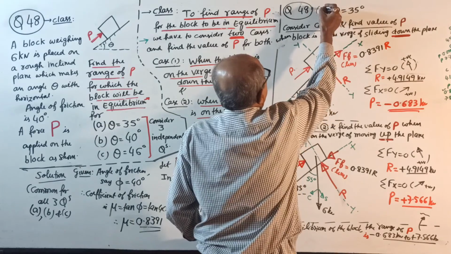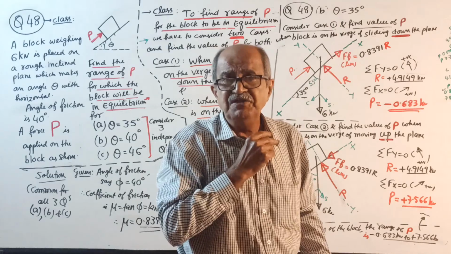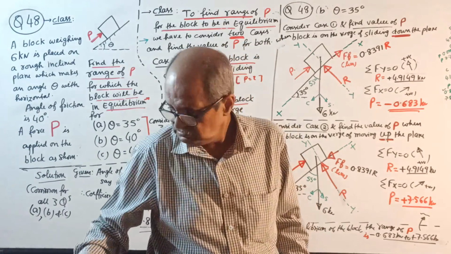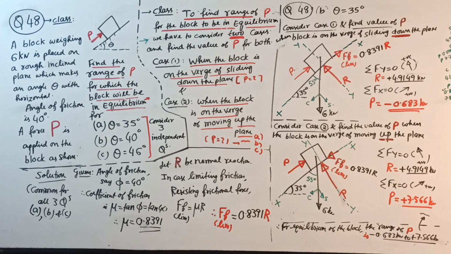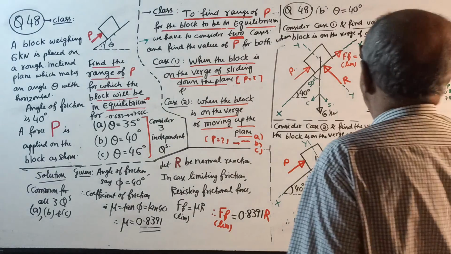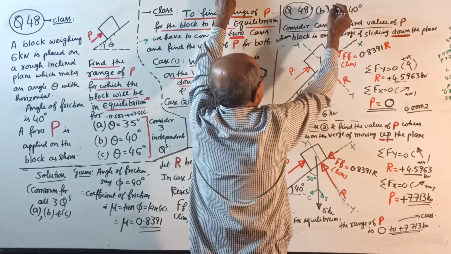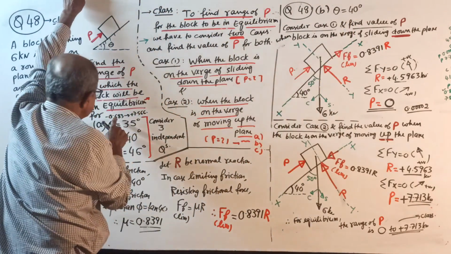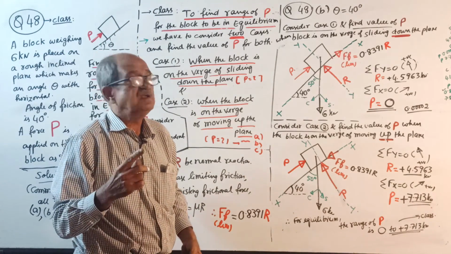I will change over to question 48B now. Before I explain, I will change the values. Now, question 48B. See, 48B is here. I noted the answer here. Theta is 40 degrees. Oh, it started raining.